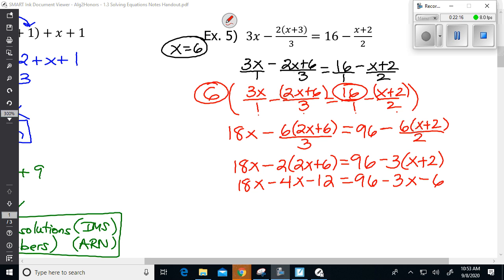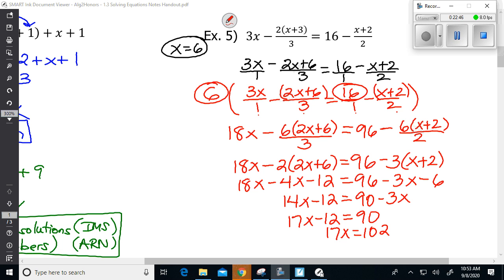Combine your like terms. 18x minus 4x, 14x. 90 minus 6 is 90. You got variables on both sides. Add 3x to the other side. You get 17x minus 12 equals 90. Add 12. 17x equals 102. Divide by 17. Equals 6. So it ends up working itself out.